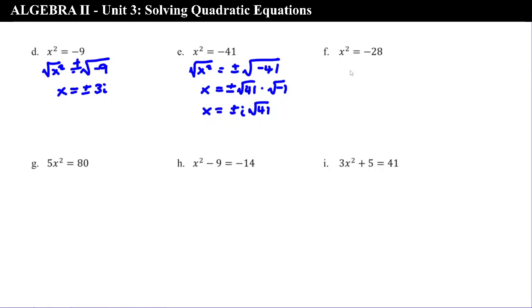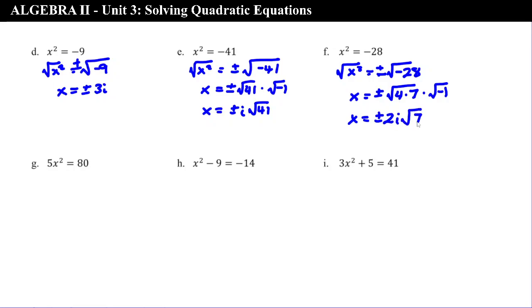All right, for the next part, we have the square root of x squared equals plus or minus the square root of negative 28. So x equals, can we simplify the square root of 28? We can. That breaks down into 4 times 7. And then we have our square root of negative 1 out here on the side. And so our final answer is plus or minus, square root of 4 is 2, square root of negative 1 is i, and then you've got the square root of 7.